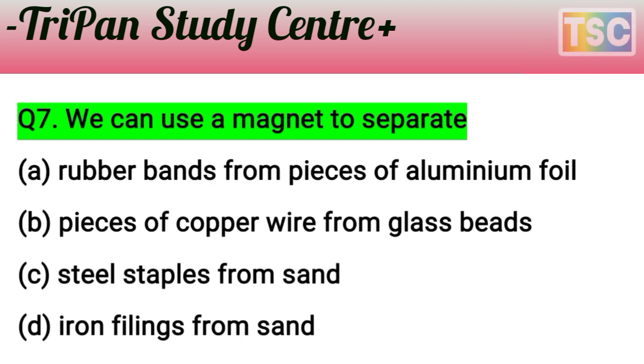You know that question is interesting. We can use a magnet to separate, but the answer is D, iron filings from sand. The magnet attracts the iron. Magnet attracts the iron. Magnet does not attract the aluminum foil, glass beads, steel stapler, and sand. Here we use it to separate iron filings from sand. It means the D option is correct. The magnet separates the iron filings from the sand. D option is correct here.